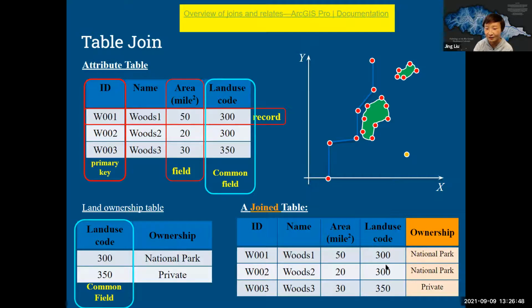Because I have those codes. Okay, so you can see here, if you change ownership, 300 is not national park anymore, it becomes private. Then in this case, you just need to redo the table join, and you can update your original table, which is important, okay, which is very efficient, I would say. Okay, it saves you a lot of time. Imagine you have like a thousand records.